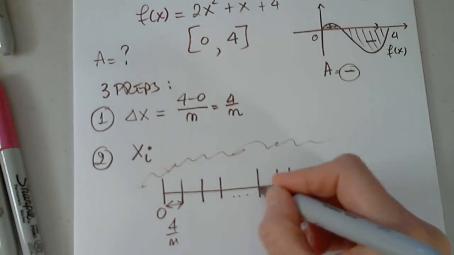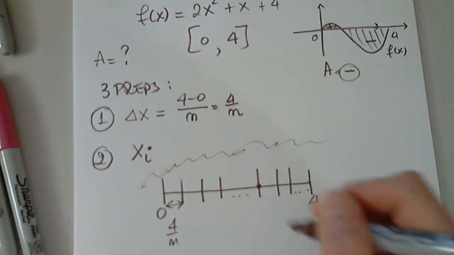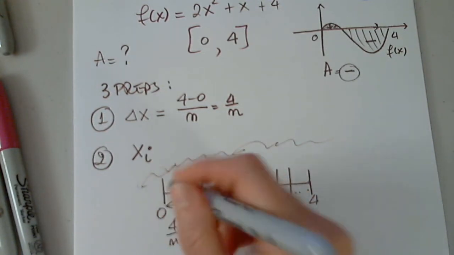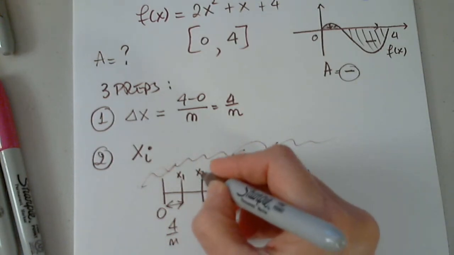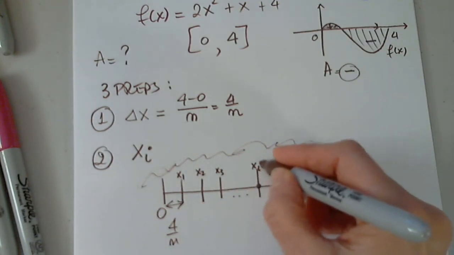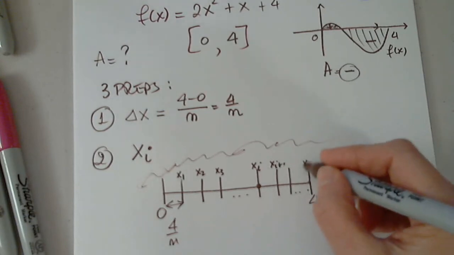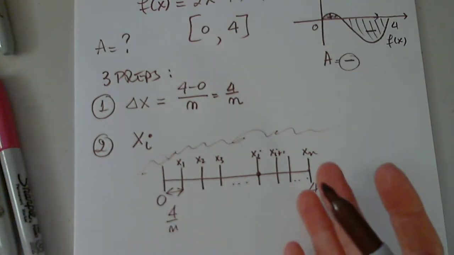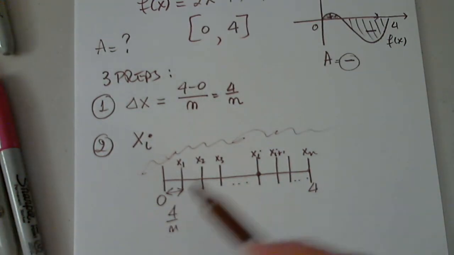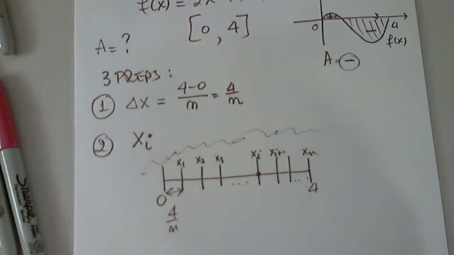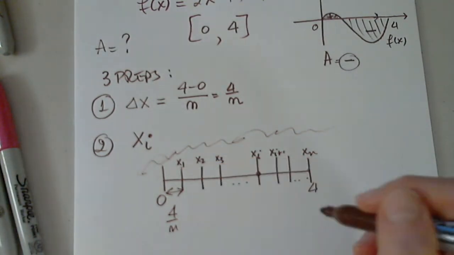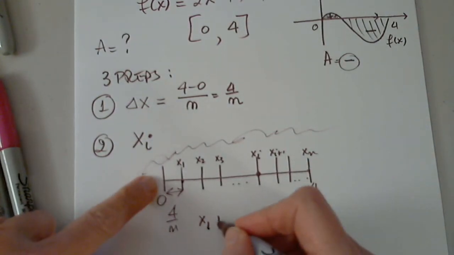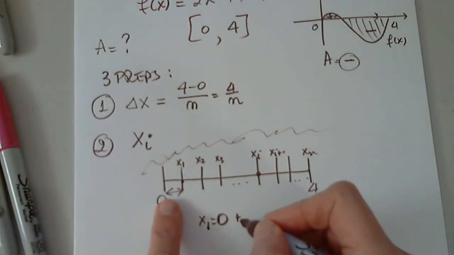At some point, I will get to this point. If this is the leftmost point, this will be x1, this will be x2, this will be x3, this will be xi, this will be xi plus 1, and this will be the last one, x sub n. Because again, it doesn't matter. n will go to infinity, so if you consider the rightmost point, the leftmost point, or the midpoint, it is not going to matter. Okay, so now obviously x sub 1 will be 0 plus 1 delta x.